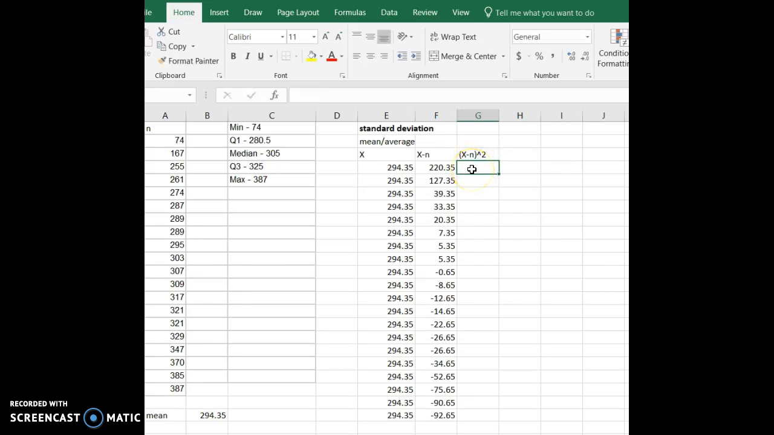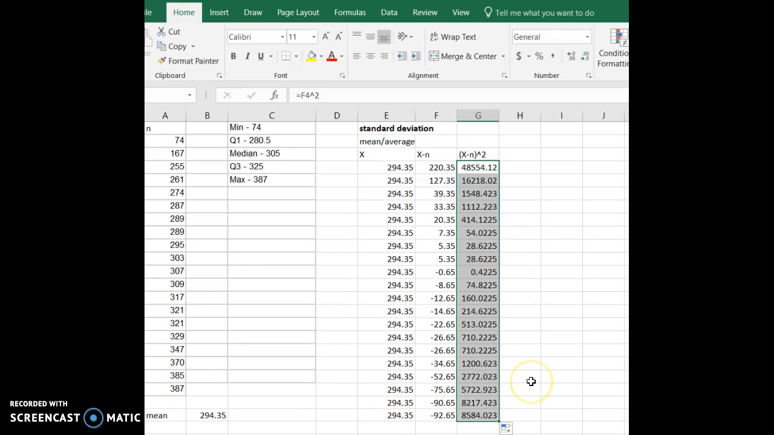Enter. So each of these I want to square. So equals this number, ampersand, Shift 6, squared, Enter. Wow, huge number I've got here. I'm going to drag that formula down. Okay, so now that has squared all of those numbers for me so that I don't have any negative numbers.